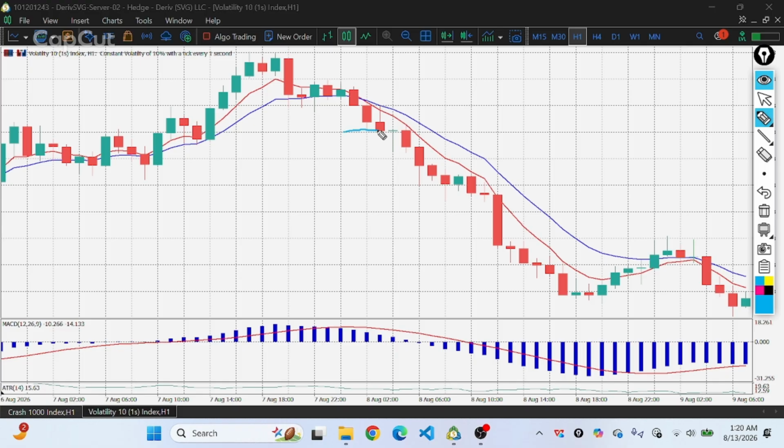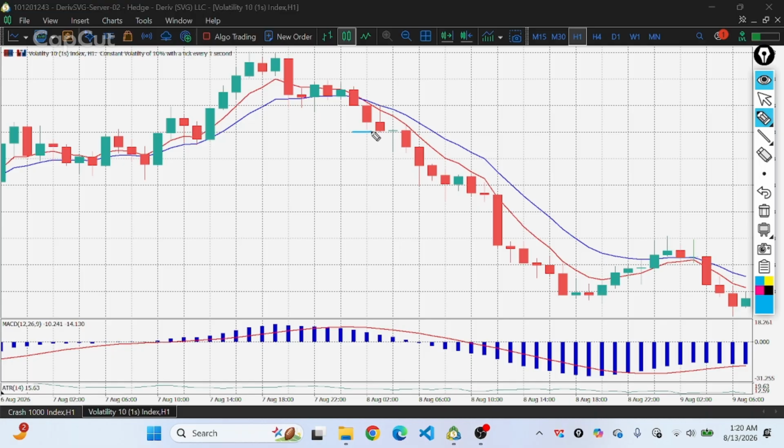Don't use market orders. Come and put here your sell stop order, and then you put a stop loss. When you're putting your stop loss, you have to use the ATR. The ATR setting is at 14, and then the MACD setting is at 12, 26, and 9. When you look at the ATR indicator, right now it is reading 15.63. So you have to multiply this value by 1.5 to get a stop loss.